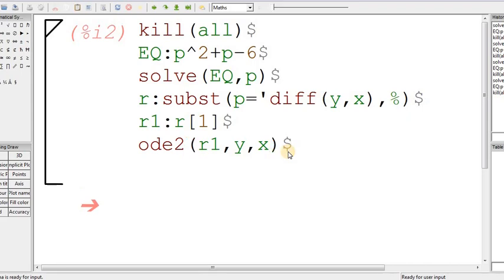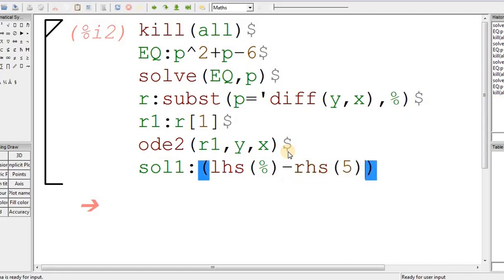Now I will type solution 1. Solution 1 equals LHS of percentage, which is the above result, minus RHS of percentage. This is percentage, not 5. Make it percentage and put the dollar symbol here. Now the first solution is over.